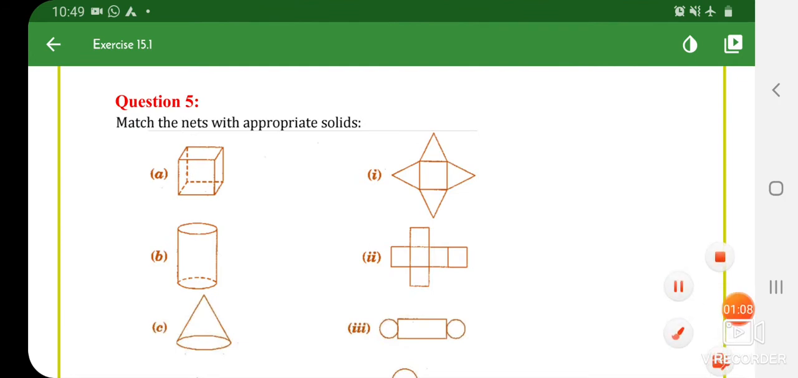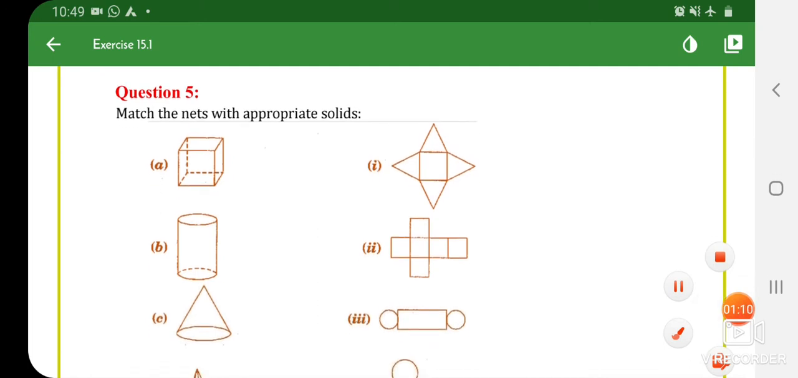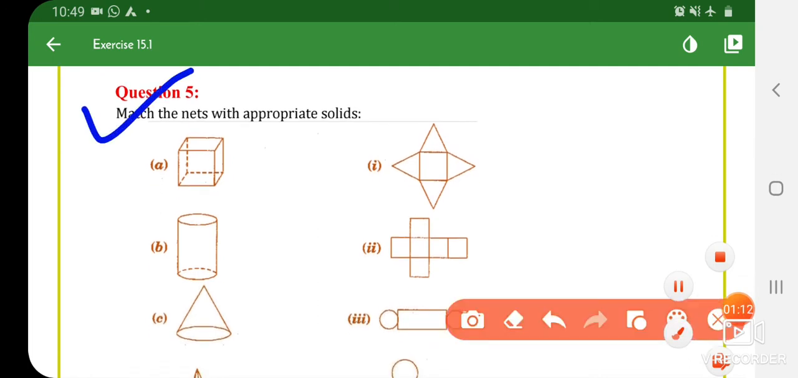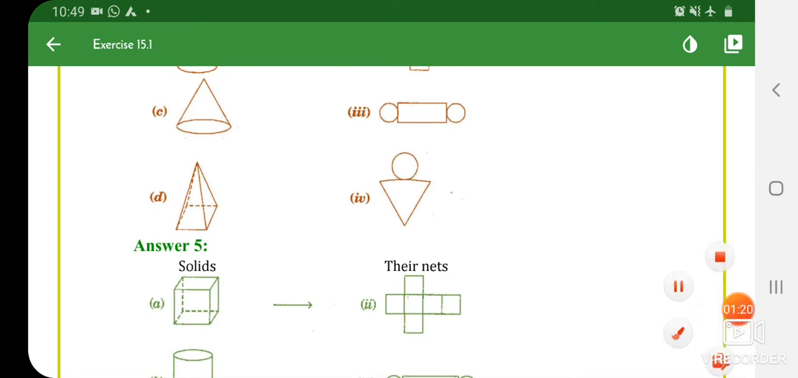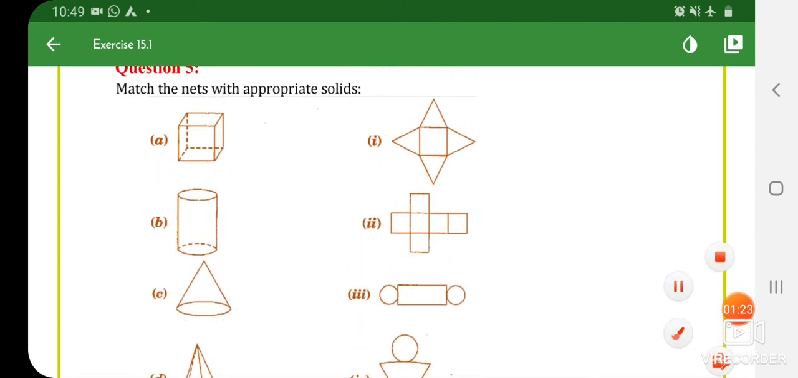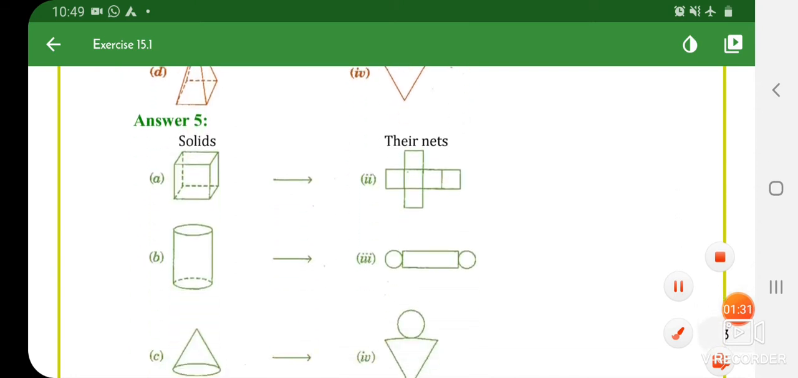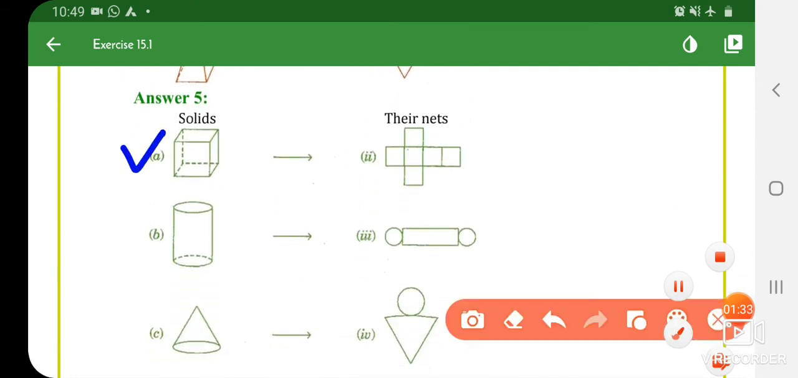Okay. Question number 5, match the nets with appropriate solid. That means here is given a match. These are cube, cylinder, cone, and prism. So here are given their nets, and we have to match which net is of the cube. So firstly these are cube. So the answer is solid shapes.